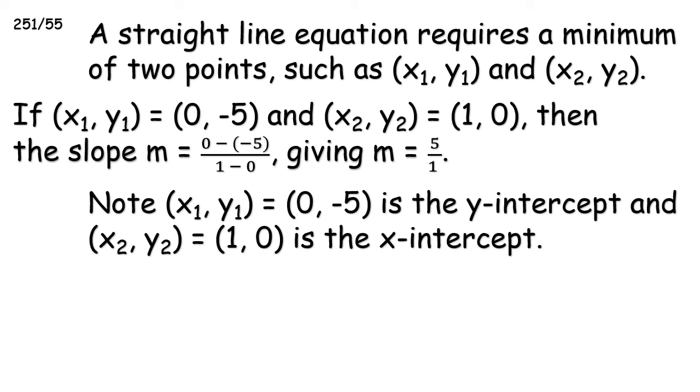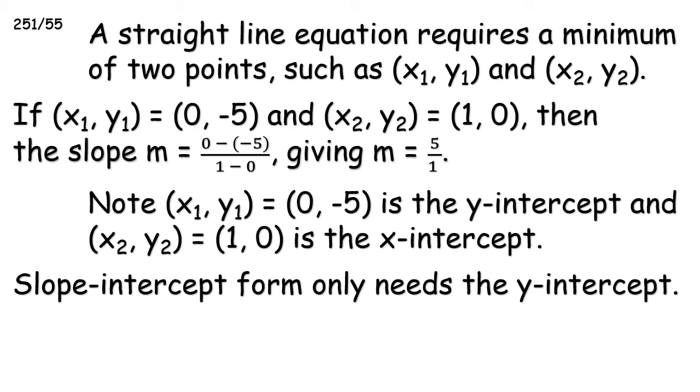Now we have (x1, y1) equal to (0, -5), which is the y-intercept, and (x2, y2) equal to (1, 0), which is the x-intercept. The slope-intercept form only needs the y-intercept. Therefore, our final equation in slope-intercept form is y equals 5x minus 5. We just substitute our m, which is 5, and the b is negative 5.